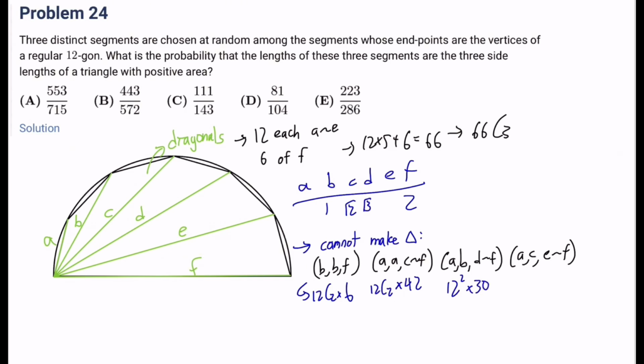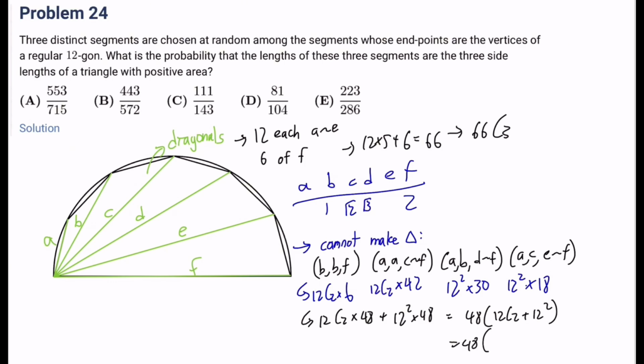And A, C, E, and F, so A is 12, C is 12, so it's 12 squared times E to F, that's just 12 plus 6, that's 18, right? So 18, and if we add all these together, this is going to be equal to 12 choose 2 times 48, that's just grouping these together, and then plus 12 squared times 48. So this is going to be 48 times 12 choose 2 plus 12 squared. So this is going to be equal to 48 times, this is going to be 6 times 11 plus 6 times 24. That's just 6 times 35. So it's 48 times 6 times 35. So this is the number of fails.